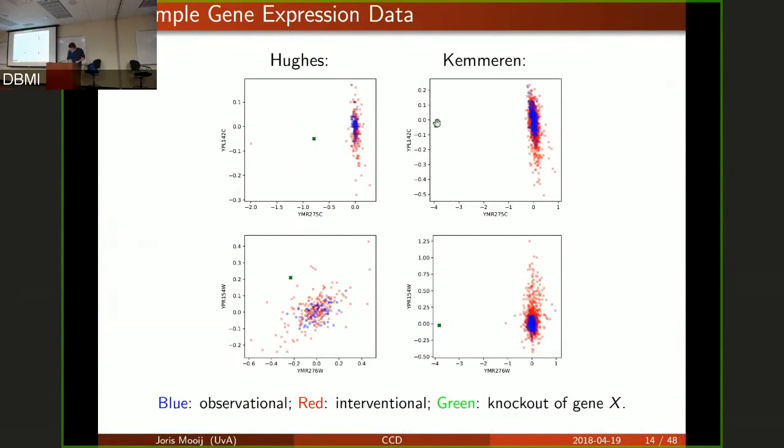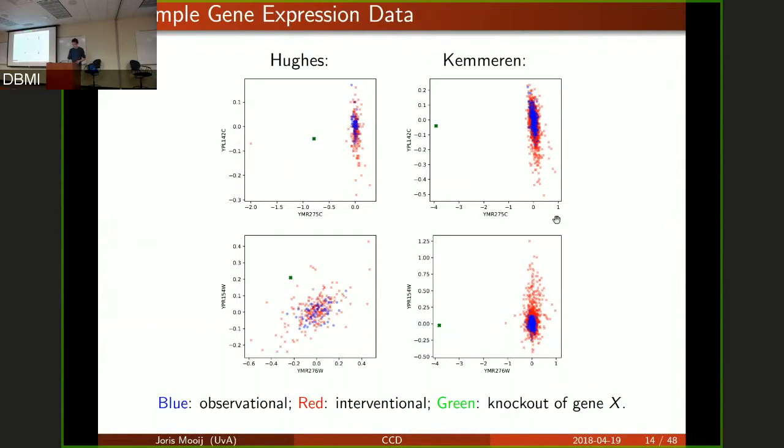So in this particular case, we also see that knocking out this gene, YMR275C, doesn't have a strong effect on the gene expression of YPL142C, because, well, it's slightly different from 0, but it's within the natural fluctuations in the observational distribution. So here, I think we would all agree that this gene doesn't have an effect on that one. Maybe it's different in this case.